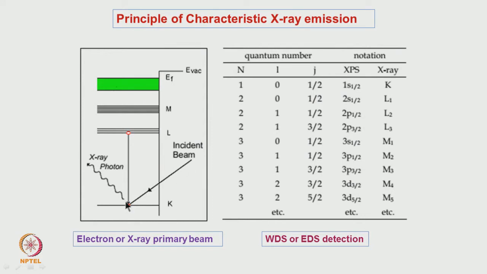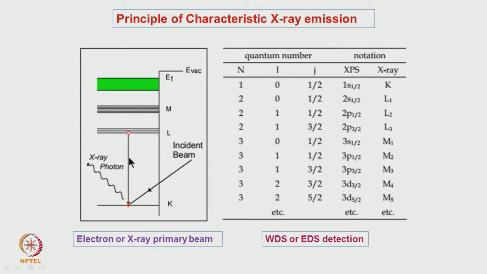When a vacancy has been created in this K level, an electron from the L level or from the M level or any of the above levels can come down to fill the vacancy. The electron in this level is the one which sees the vacancy that has come in the K level and is able to fill it. So it will come down, giving rise to an X-ray photon.